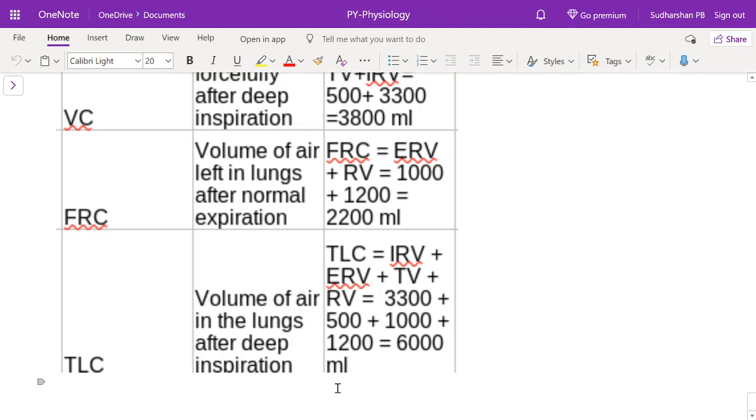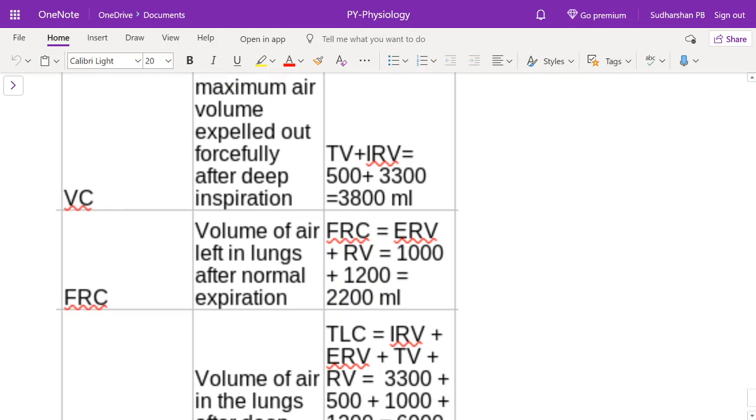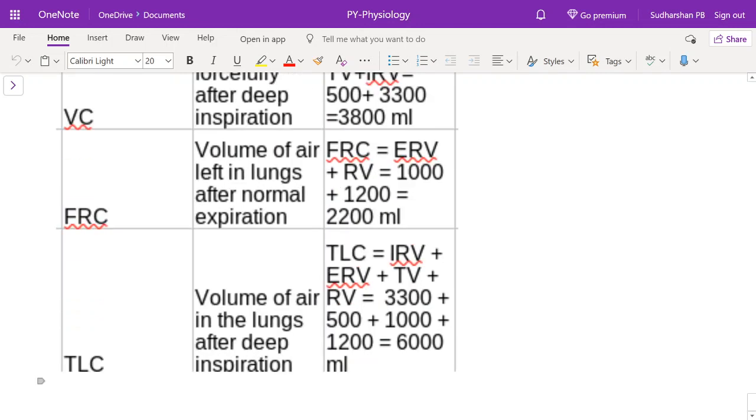And please remember, spirogram is what we are using to measure the capacities. We need to remember that functional residual capacity and total lung capacity cannot be measured by spirometry, because it is at the level of deep inspiration. Vital capacity is the volume of air expelled out. Here no expelling is happening in total lung capacity. But otherwise it will be at the level of the normal expiration only.